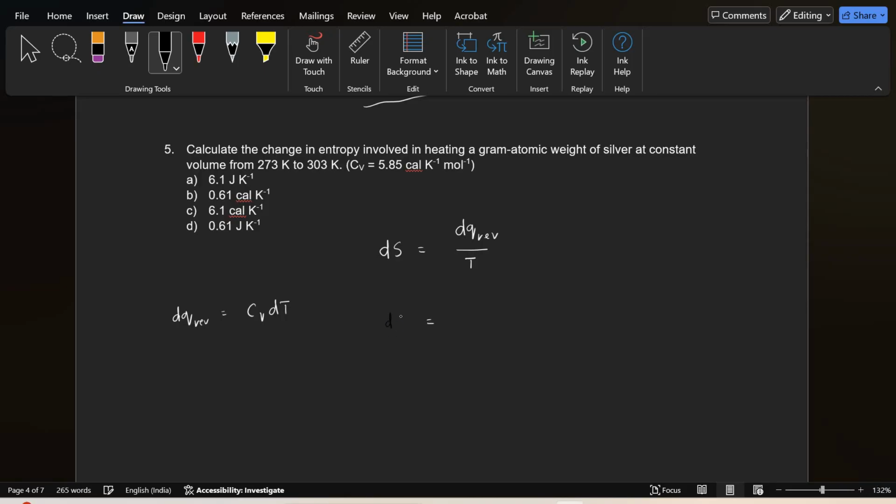So now dS can be written as, what will it be? Cv dT by T. So now to get the change in entropy, you integrate both sides. If you integrate, what do you get? T1 to T2, Cv dT by T. Cv is constant, so we'll take it out and keep the integral from T1 to T2 of dT by T, right? So what is delta S now?